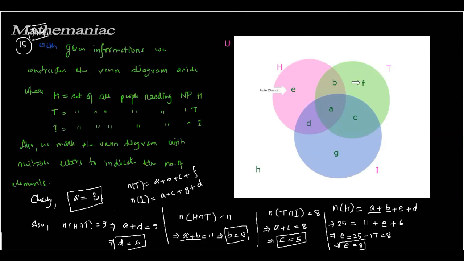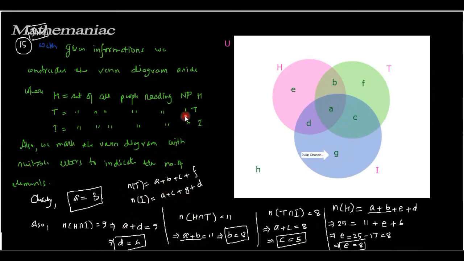E, F, and Z. These are the number of persons who read exactly one newspaper. E number of persons read H, F number of persons read T, and Z number of persons read I. So if somebody asks you how many read exactly one newspaper, you have to add E, F, and Z. Those values are already here. You will find it, right?